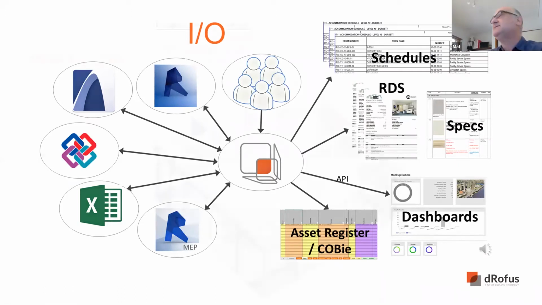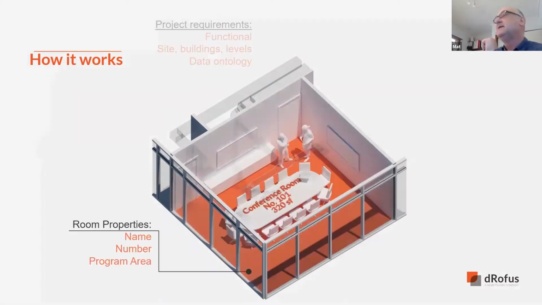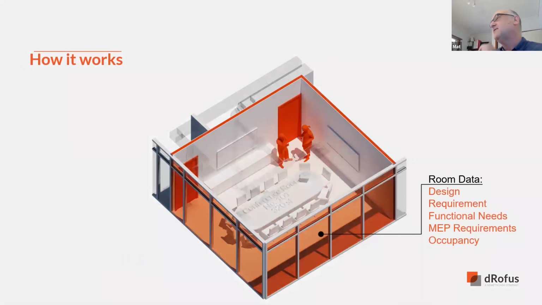So this is a real schematic of what if you imagine a room on a project. That room will have project requirements, functional data, building level, and there's all sorts of data requirements. And then you've got the room properties: room name, room number, programmed area, etc. Then you've got room data: design requirements, functional needs, MEP, occupancy.